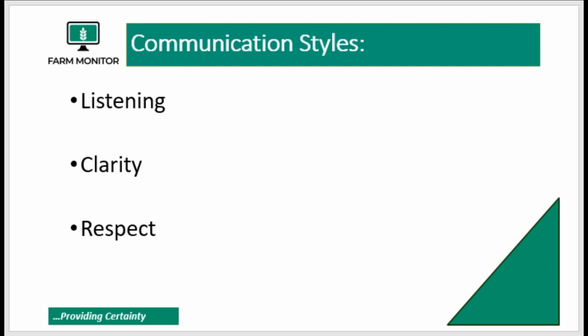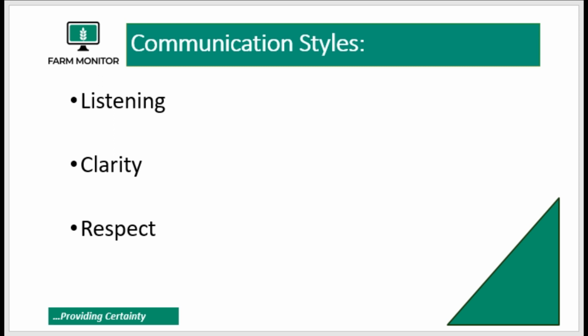There are several communication styles or key things that we must take note of in communication. One, of course, is active listening. Active listening is crucial. Members must listen carefully to one another to understand different viewpoints and ideas.